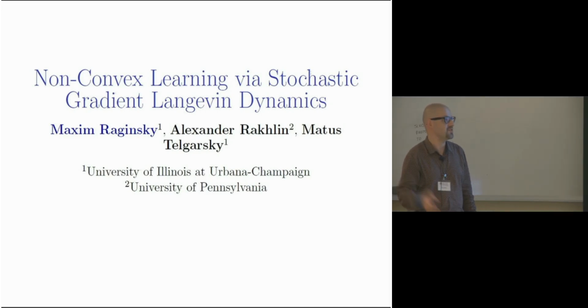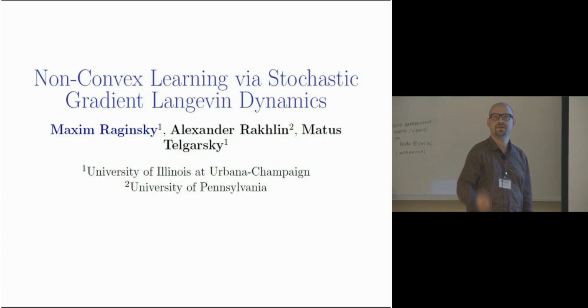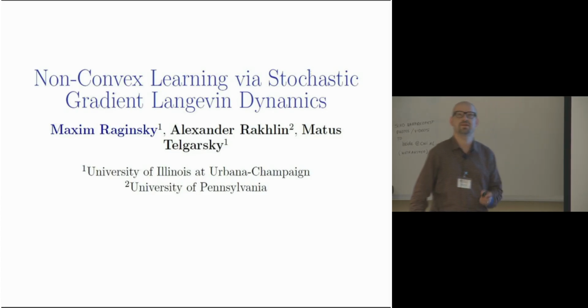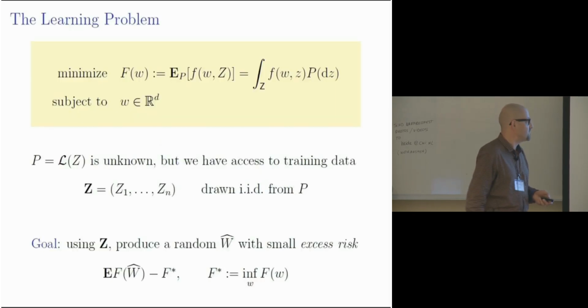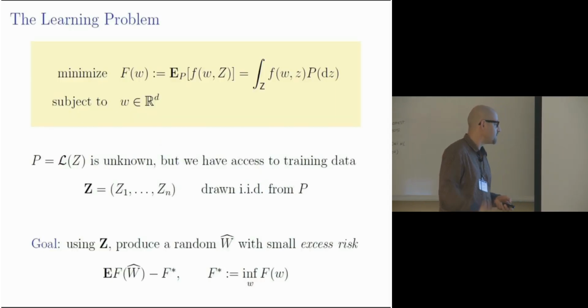So Yu Chen did a fine job of introducing stochastic gradient Langevin dynamics, the motivation for it, the trick of adding Gaussian perturbation, etc. So I'll just start by formulating the problem just to keep things going.